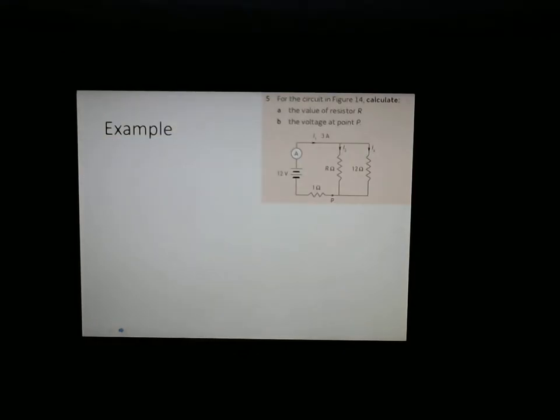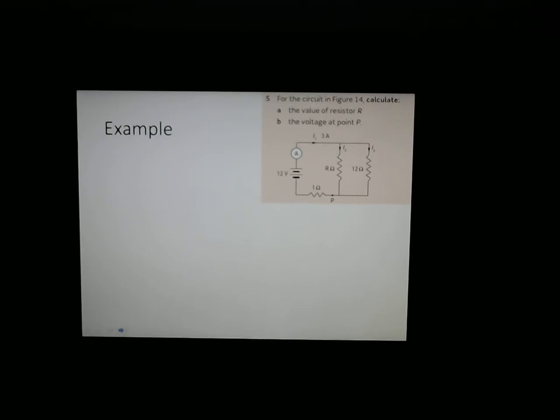Alright, let's have a look at another one. You can see the colour of the question box has changed. This is from one of the end of chapter questions, as I recollect. For the circuit in figure 14, calculate the value of the resistor R and the voltage at point P.